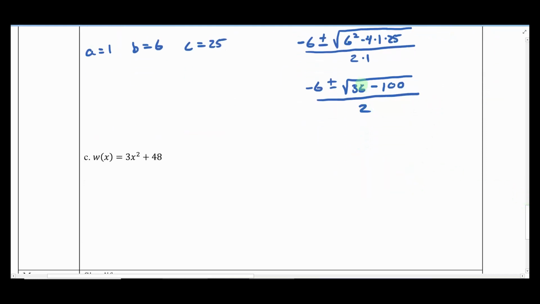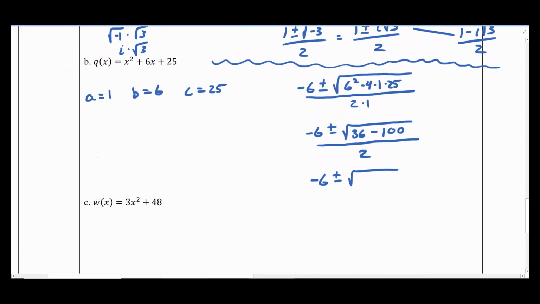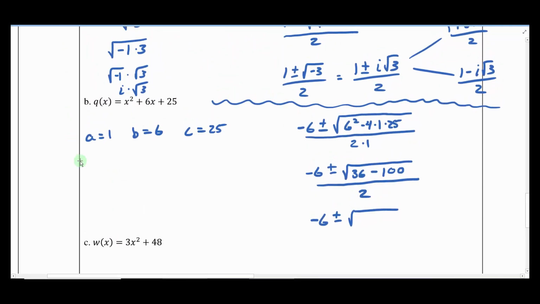All right, and we keep going, right? So the next thing we're going to do is the 36 minus 100. So negative 6 plus or minus. 36 minus 100 is going to be negative 64. And that's all over 2.